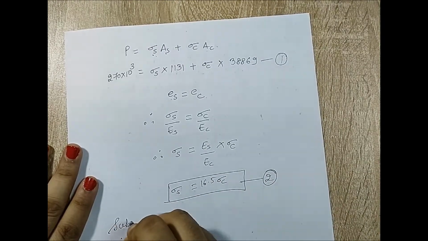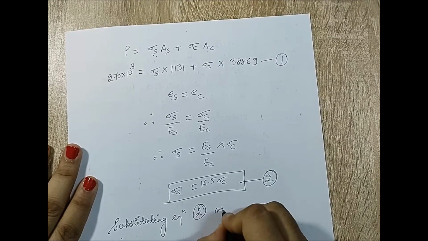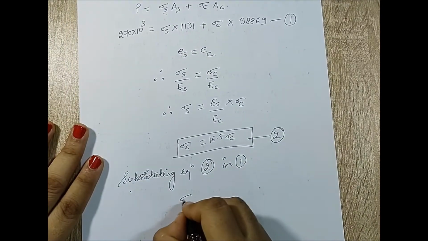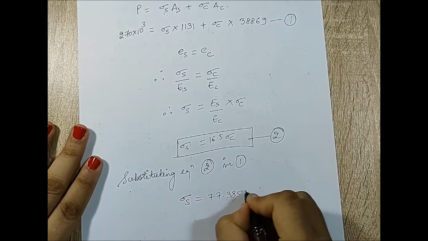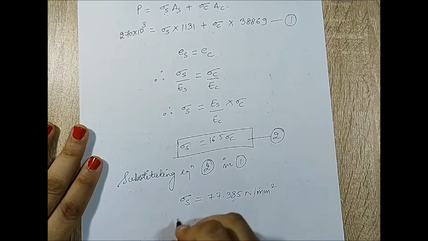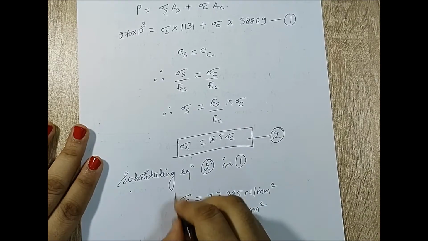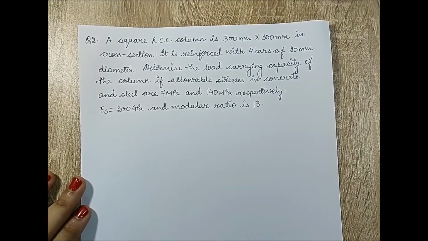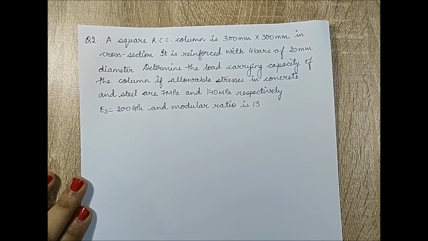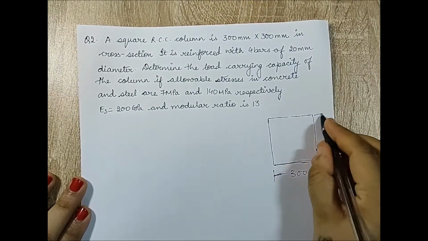When I substitute equation 2 in 1, I'll get the value of sigma S as 77.385 Newton per mm square and sigma C is 4.69 Newton per mm square. So these are the two values that I obtained. Let's take up another numerical. A square RCC column is 300 mm by 300 mm in cross section. Similar to the previous problem, again the size of this column is 300 by 300.